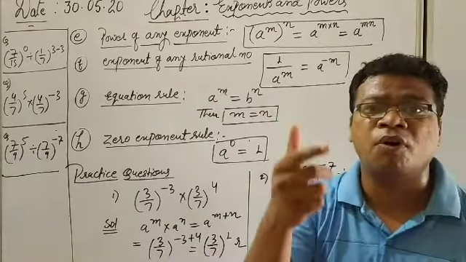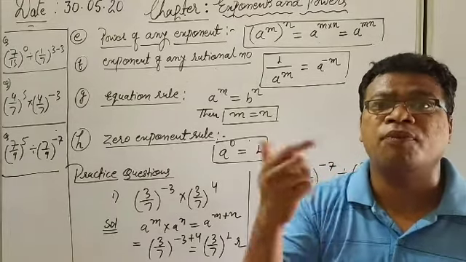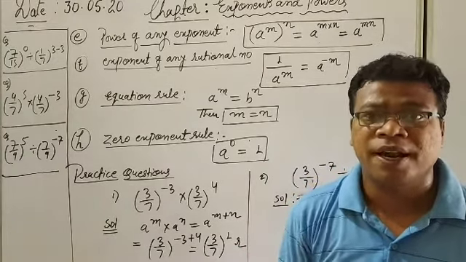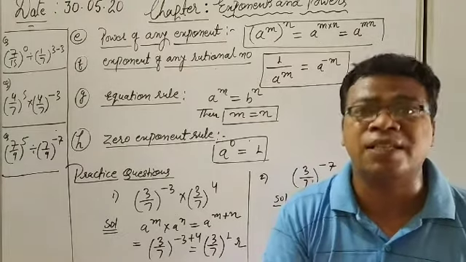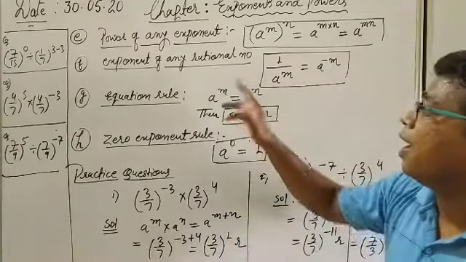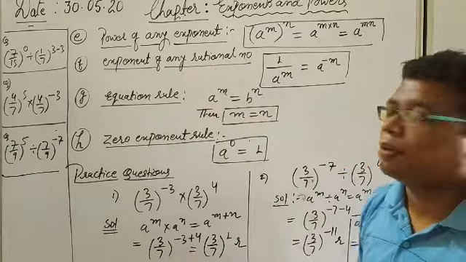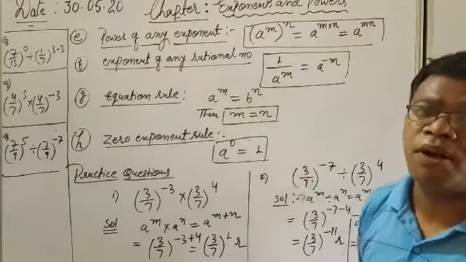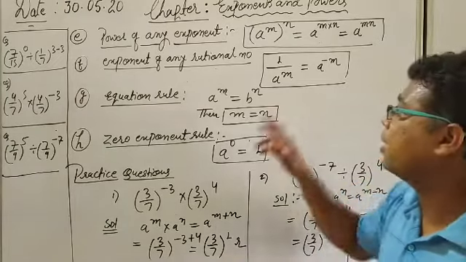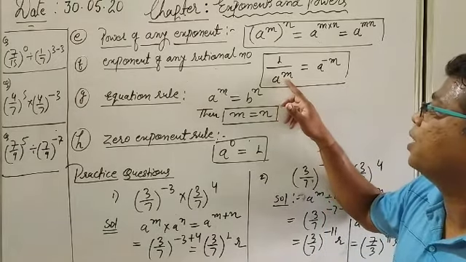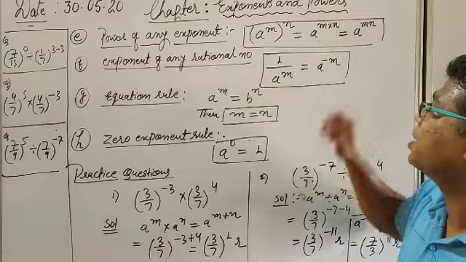The next rule says: exponent of any rational number, which can be written in the form p upon q, numerator upon denominator, where p and q, the numerator and denominator, represent integers. Right now, see, exponent of any rational number. For example, 1 upon a to the power m can be written as a to the power minus m.